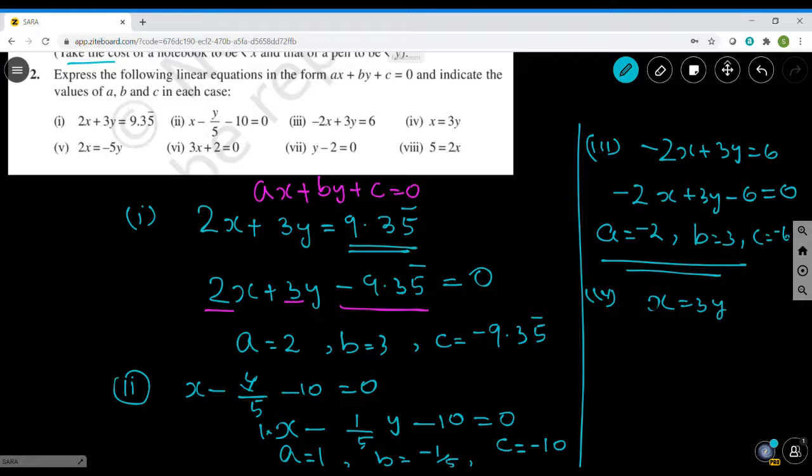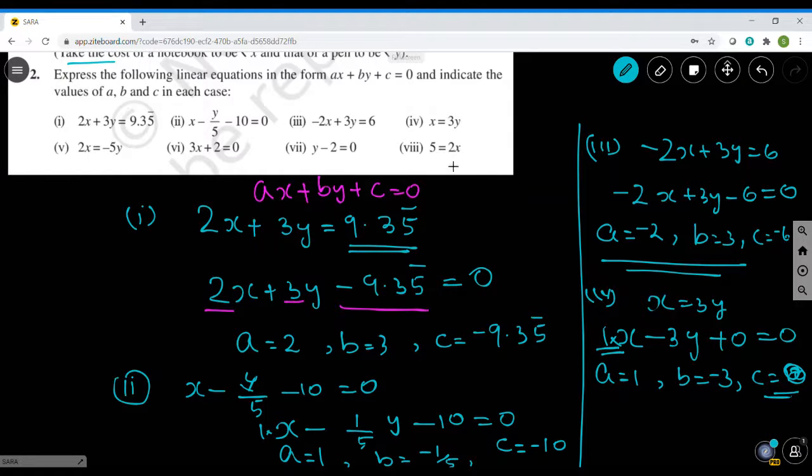Then the fourth problem: x is equal to 3y. When we are making the form, we have to get ax plus by plus c equal to 0. So let us transpose minus 3y. There is no c term, so you can add 0, which is equal to 0. If there is no coefficient there, that means 1 is the coefficient. So a will be 1, 1 into x. B will be minus 3 and c will be 0. Okay.